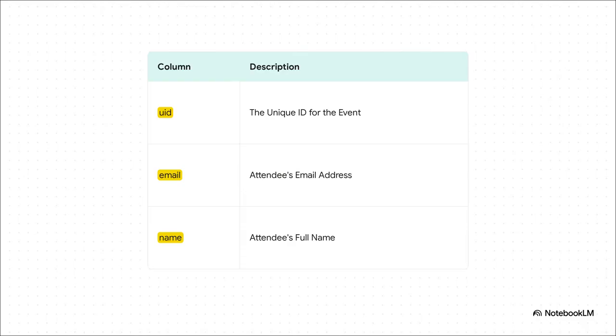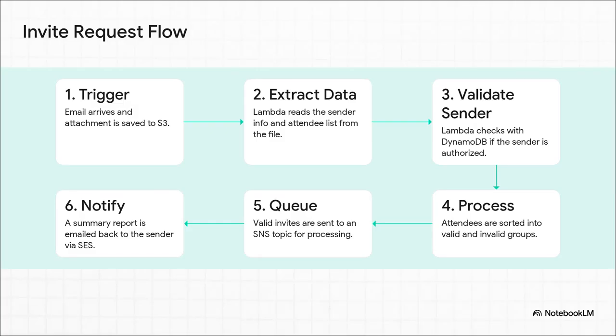Now, of course, the system's smart, but it's not a mind reader. It needs the data in a very specific format so it knows what to do. That spreadsheet, it's a CSV file, and it has to have these three columns. UID, which is the unique ID for the event. The attendee's email address, obviously, and their name. No more, no less. Getting that structure right is absolutely key for the whole automation to work. And this is where you see the whole thing in action.